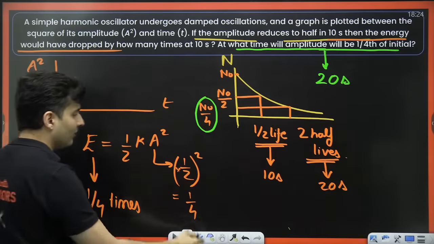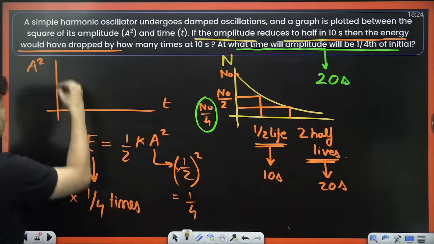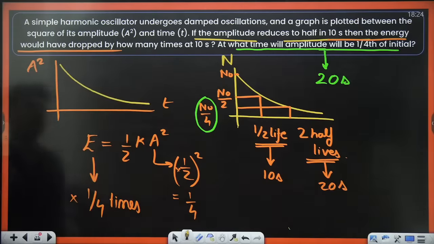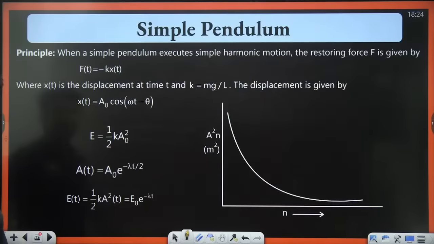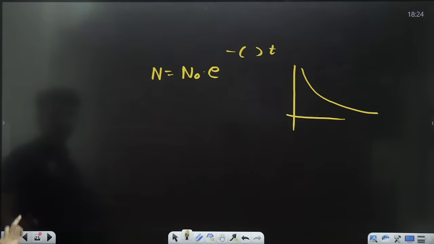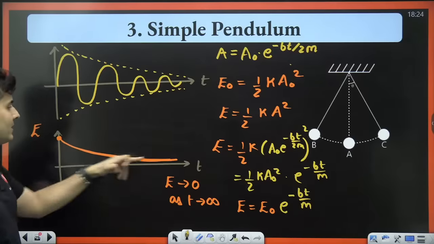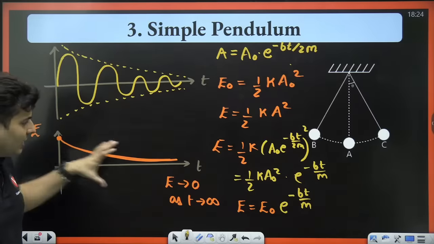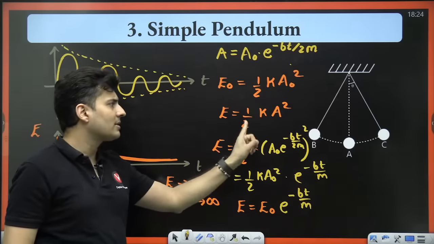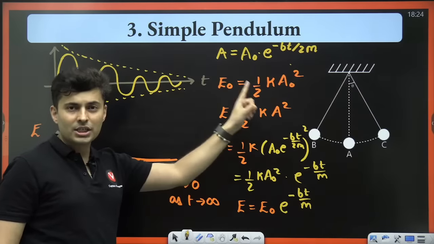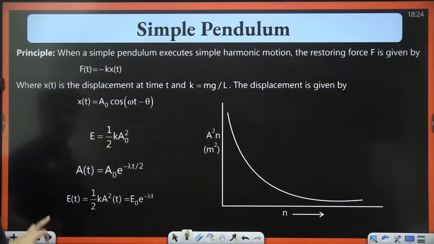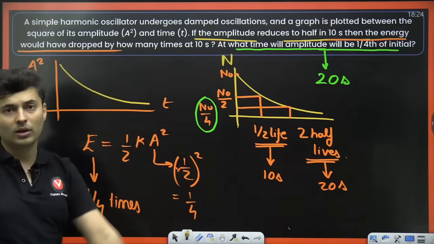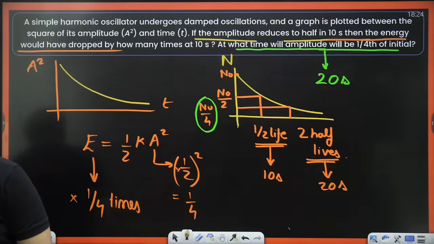And how will the graph of a square versus time look like? It will look like this. Is that clear, my dear warriors? Exactly this curve. Amplitude, energy. Remember, even energy is proportional to a square. So you will see that the graph will anyways look like this only. Very good. Yes. All right.